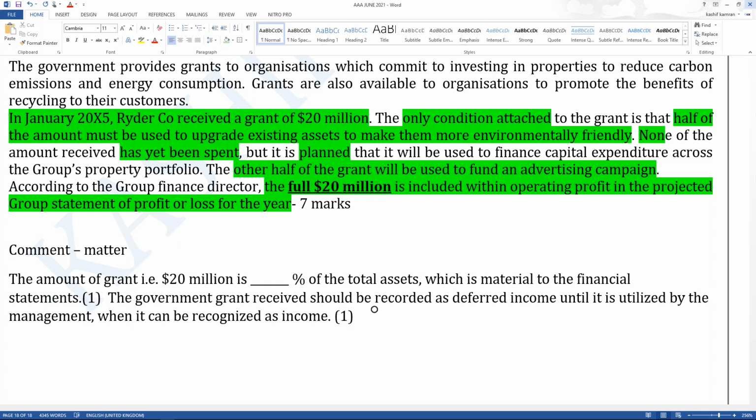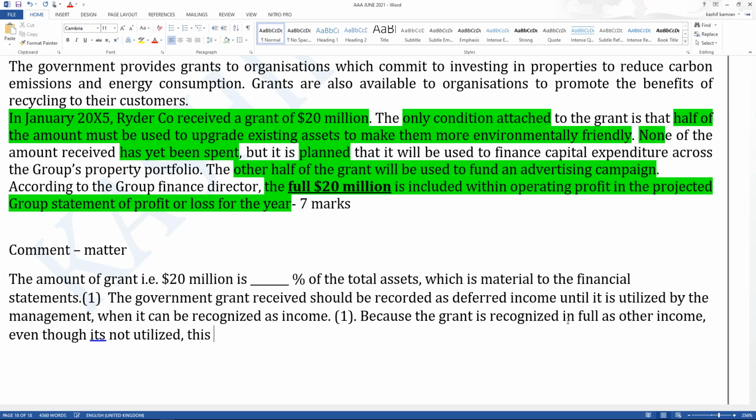And then I put a full stop and I say, because the grant is recognized in full as other income, even though it's not utilized, thus currently the other income is overstated, and the deferred income or the liability is understated.